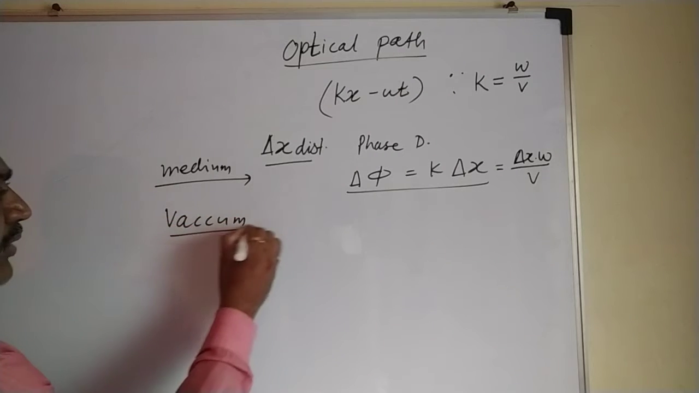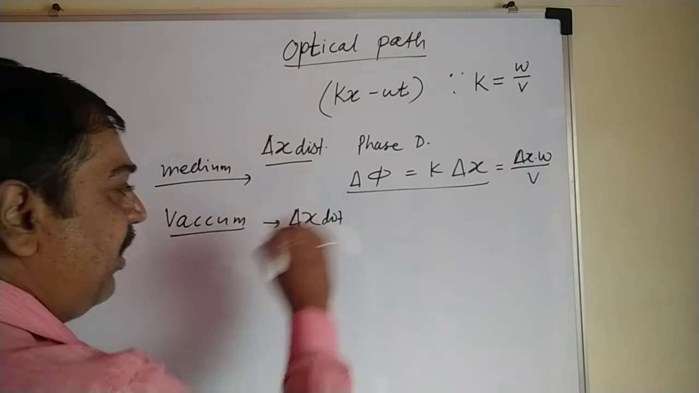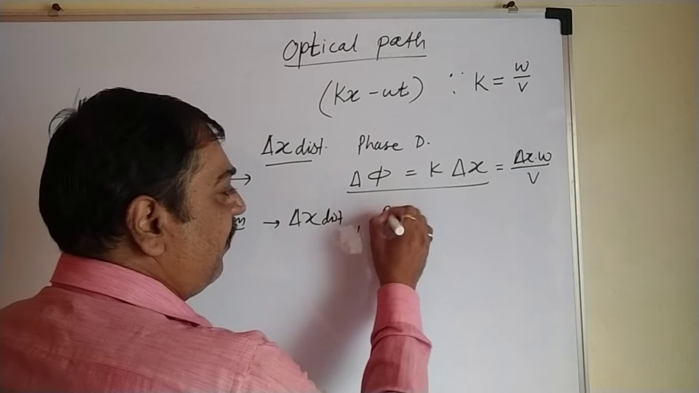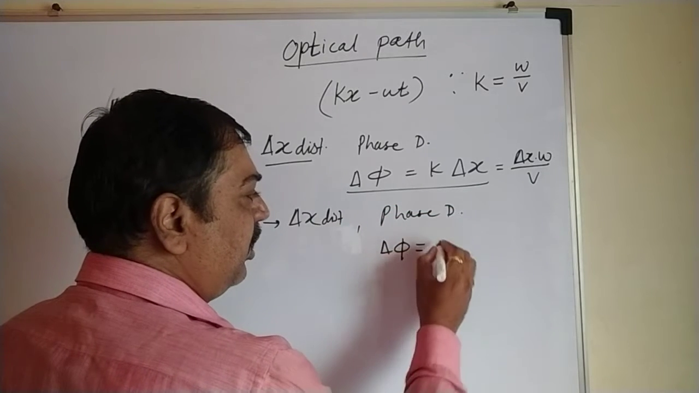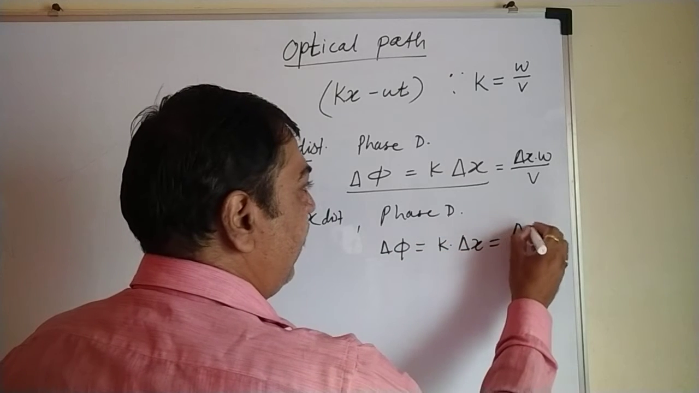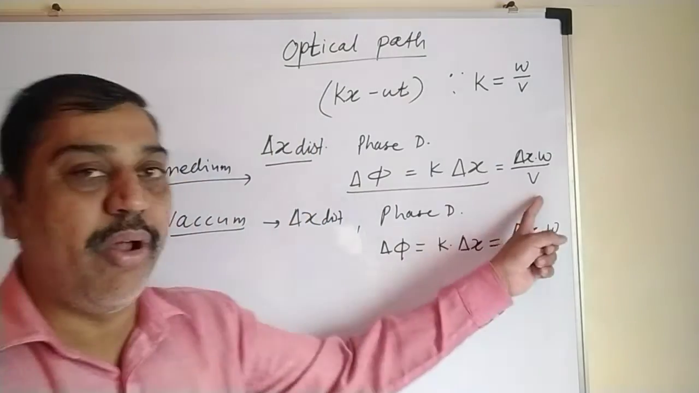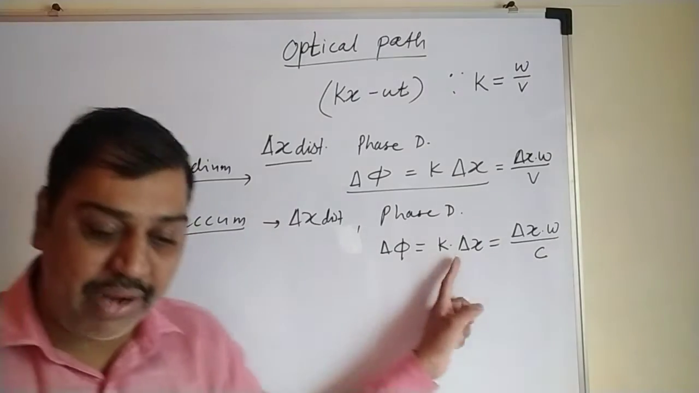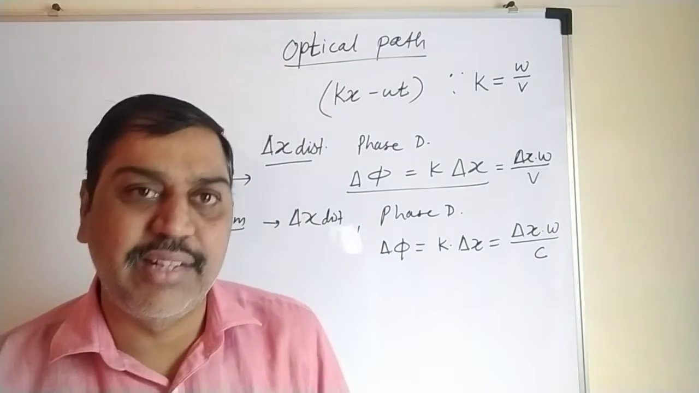Now if the wave travels in a vacuum by the same distance delta x, we get the phase difference delta phi equal to k delta x, equal to delta x into omega divided by c. Here v is the velocity in the medium, and c is the velocity of light in a vacuum. Now let us consider the same thing in a medium.